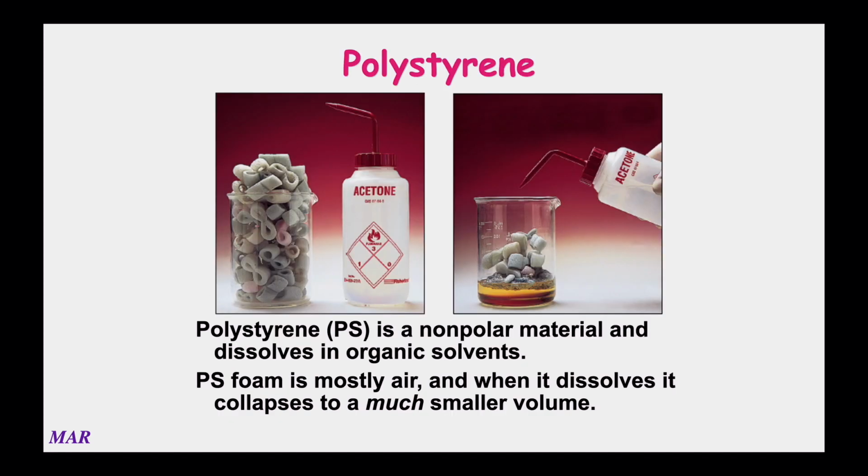If you take polystyrene and you place it in a solvent like acetone, it actually shrinks way down. Polystyrene foam, which is used in peanuts and stuff like that, is mostly air. And if you can dissolve it, then it collapses, so the volume just goes way down. So that beaker on the right is the same number of peanuts as you see on the left, but now they've dissolved in the acetone. It's kind of a fun little nerdy trick to do.